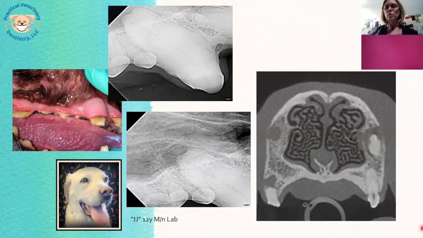However, when we do our cone beam CT, here is the end of that apex of that canine tooth, and we have a buccal bone perforation here, and we actually have a sinus perforation here. So we do have a periapical lesion, but we have pretty significant damage on this tooth. I elected to extract this tooth.